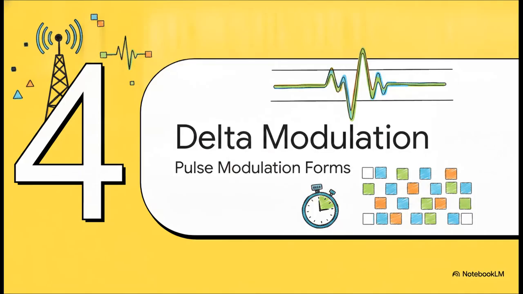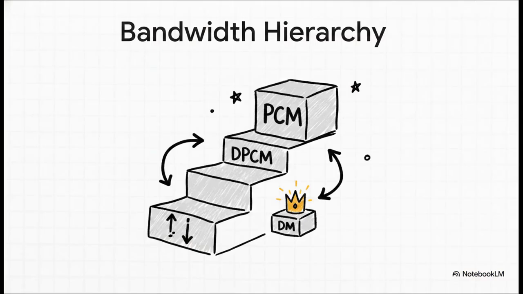Moving to section 4, delta and pulse modulation. This is all about encoding analog signals into digital formats with varying bit efficiencies. Bandwidth efficiency is a huge exam topic here. The hierarchy here is absolutely critical. PCM demands the most bandwidth, while delta modulation is fiercely efficient.